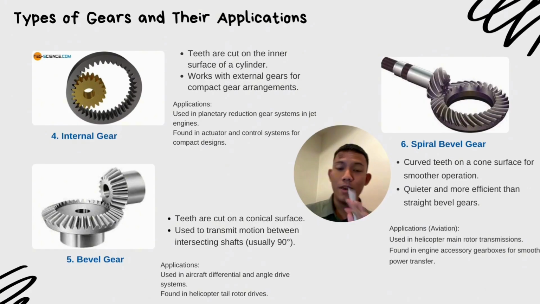So the next one is bevel gear. Bevel gears are cone-shaped gears used to transmit motion between intersecting shafts, usually at a 90-degree angle. And the next one is spiral bevel gear. Spiral bevel gears are an advanced version of bevel gears with curved teeth for smoother operation. The curved tooth design reduces noise and improves efficiency. In aviation, spiral bevel gears are used in helicopter main rotor transmission and engine accessory gearbox, where smooth and reliable power transfer is critical at high rotational speed.